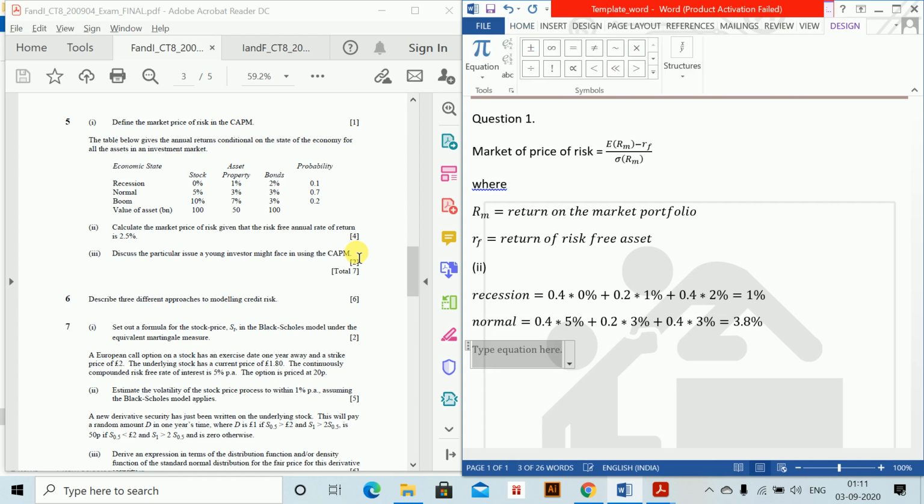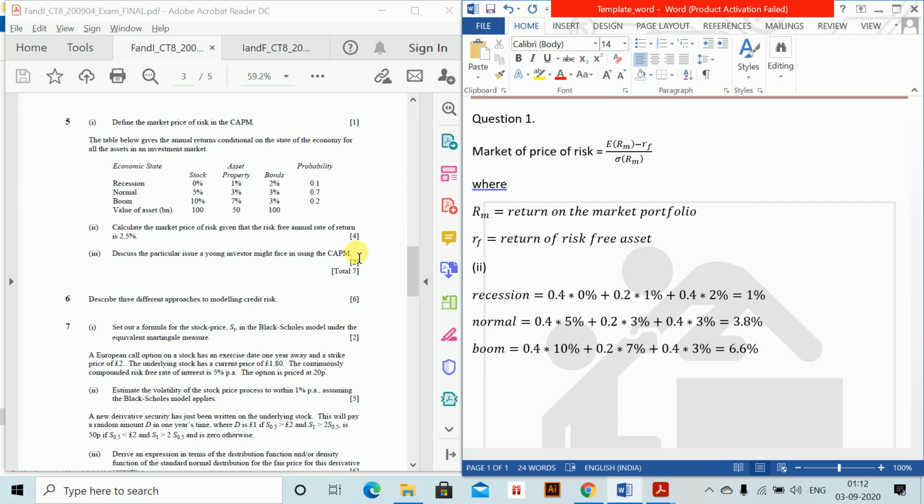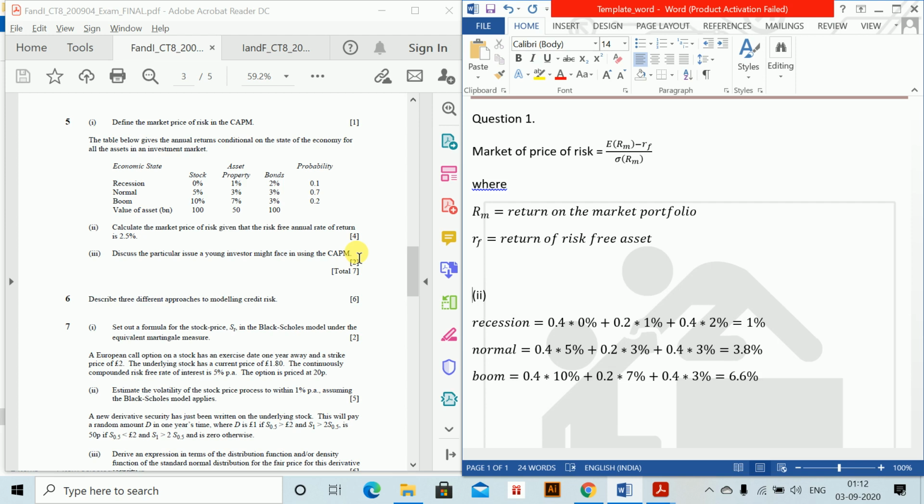And for boom, this equals 0.4 times 10% plus 0.2 times 7% plus 0.4 times 3%, which equals 6.6%. Okay, so this is there. Now, these are the market returns on the portfolio.